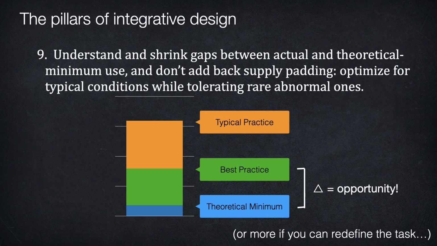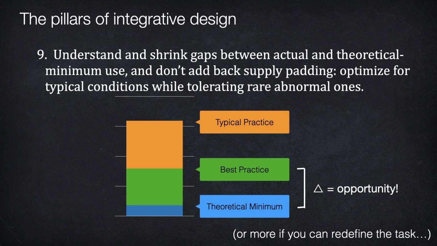Pillar 9. Understand the minimum energy theoretically required to do your task. Figure out why normal design, even best design, use more than that, and then systematically trim the difference, reduce the waste.